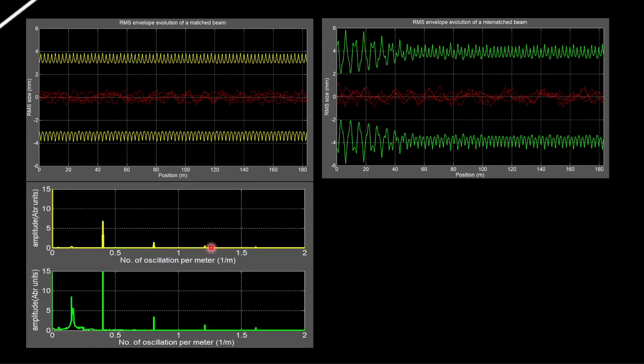So this plot here shows the FFT of the matched beam envelope and mismatched beam envelope. This yellow plot shows the FFT of a matched beam envelope, and that's why I have kept the color the same, so that you can make it out. And this plot here shows the FFT of the mismatched beam envelope. You can see very clearly that in both these cases you have this peak that's common, and that corresponds to the oscillation frequency that we have here and that we have here after these oscillations die down.